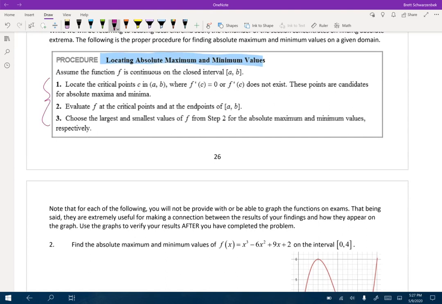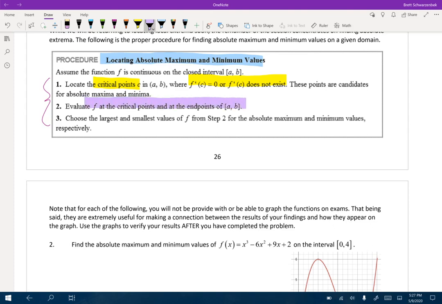For example, number one, what do you do when you want to find absolute maximum values? The first thing you always do is you locate critical points. Well, how do you do that? By determining where the derivative is equal to 0 or does not exist. So what's next? You want to evaluate what the function value is at all the critical points and the endpoints.